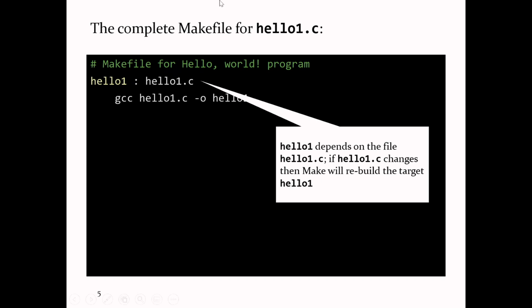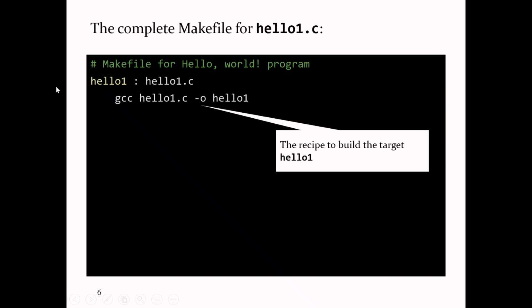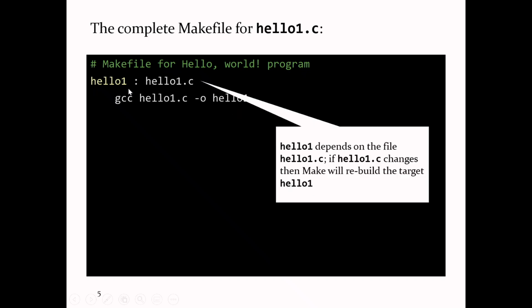So here's the hello world program. You could write a Makefile for the hello world program. A comment in make just starts with the hashtag or the pound symbol. We start out by defining the target. So there's my target called hello1.